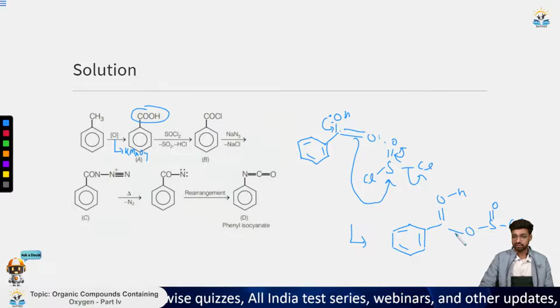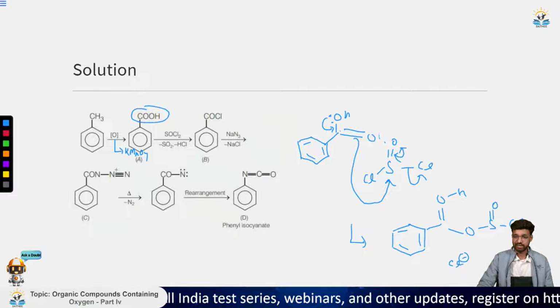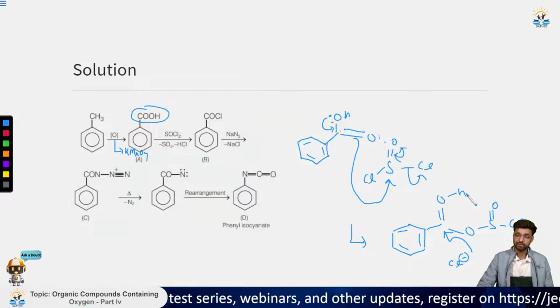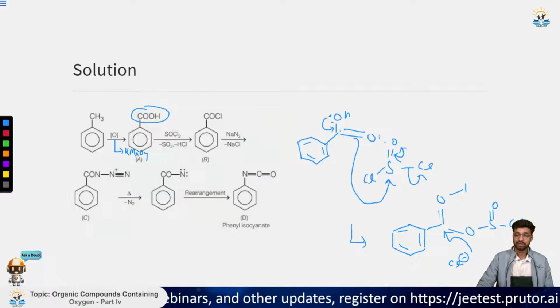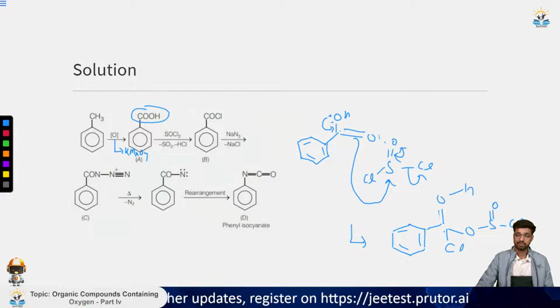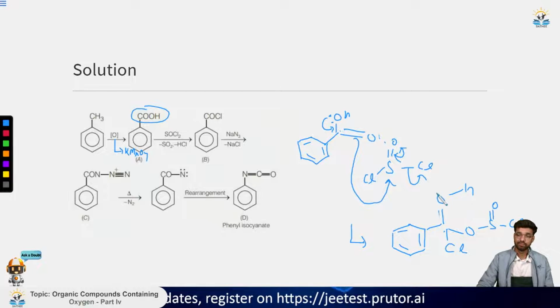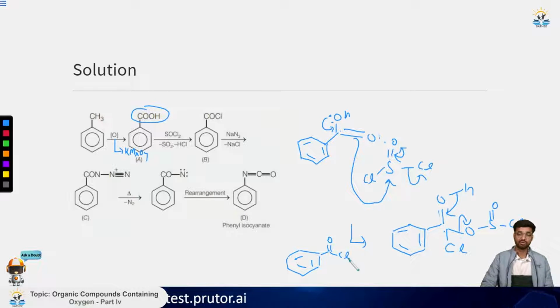This chlorine will again attack here and create this intermediate with Cl. Now this is a better leaving group, so it will resonate back and move this out to give us the acyl chloride. It will look like this. So this is the mechanism from this step to this step.